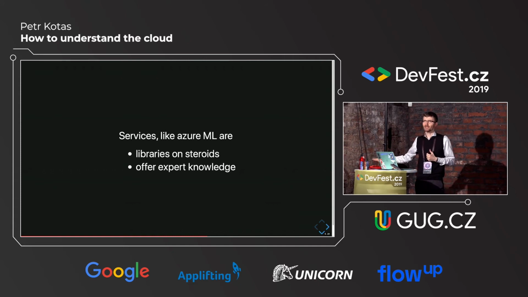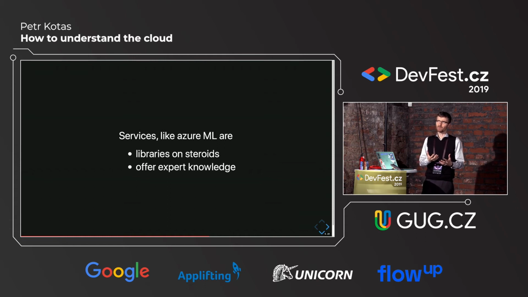Now, it would be simple. I just pay for a small instance of machine learning that exists and use it. Because services are, for me, like libraries on steroids. You're not just buying code that's already debugged and well tested. You are buying expert knowledge from someone who sits there and verifies that this model is working.